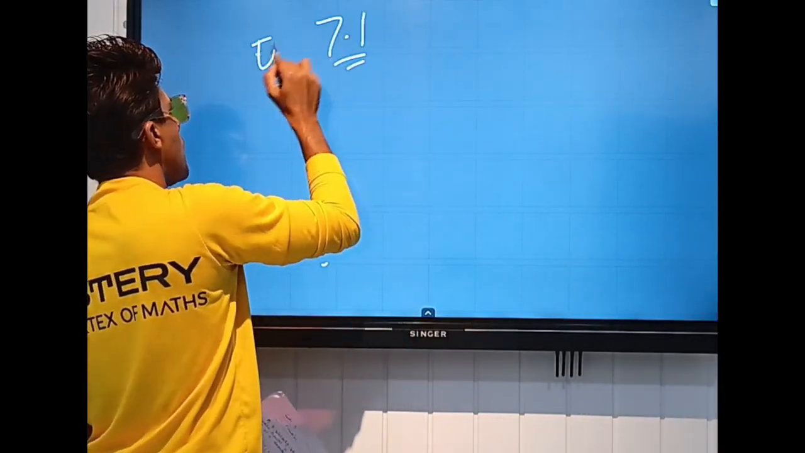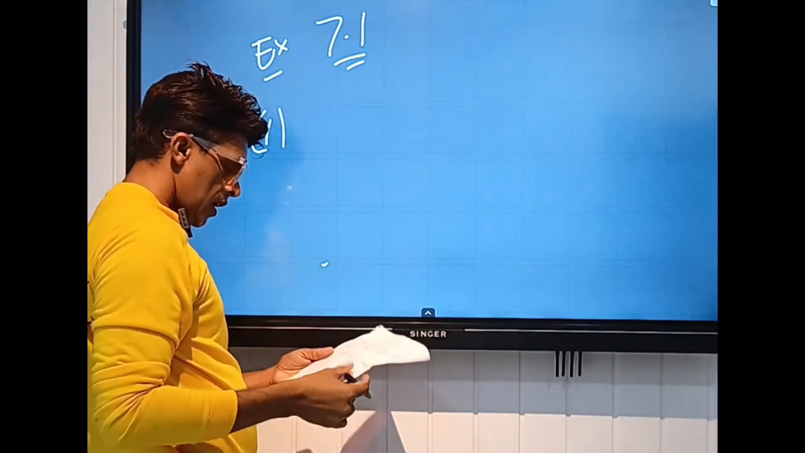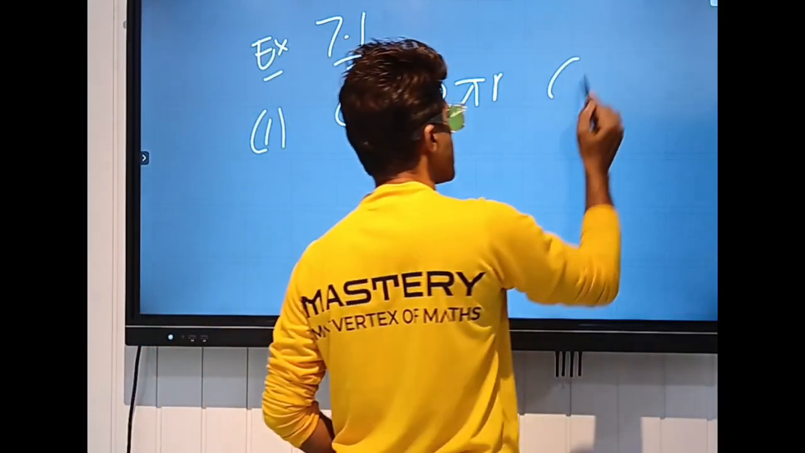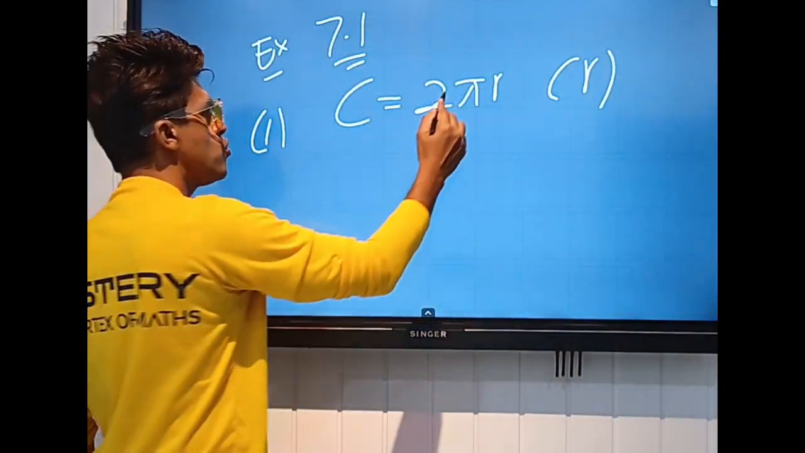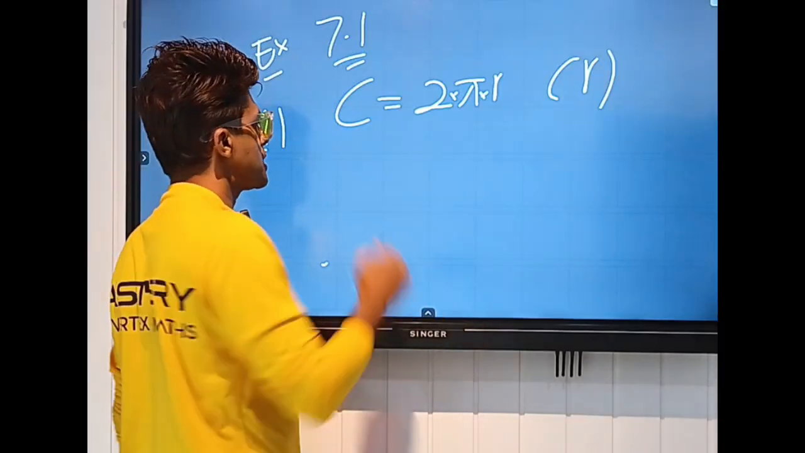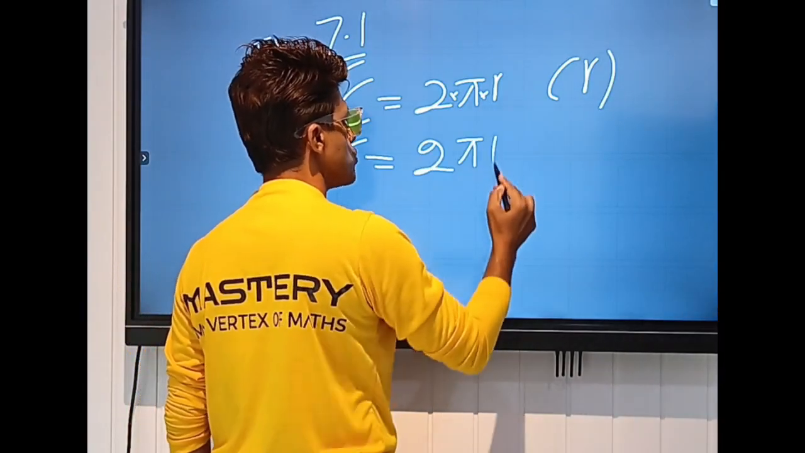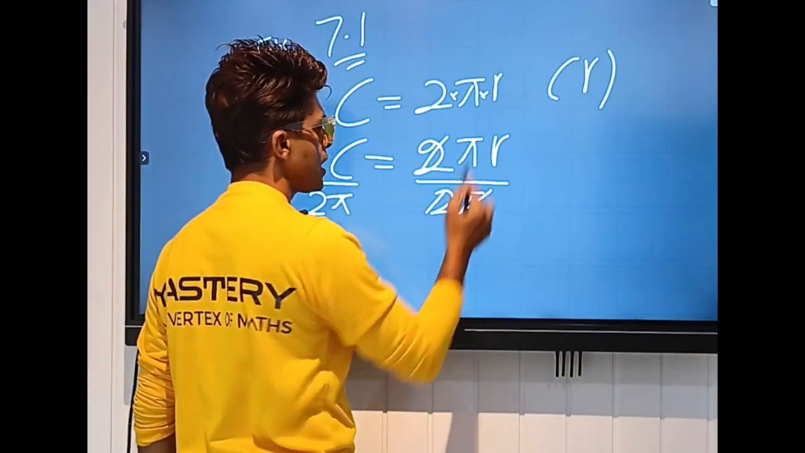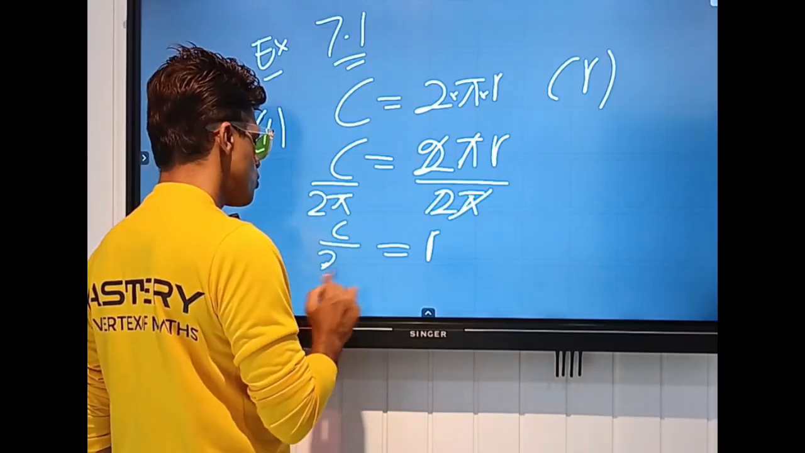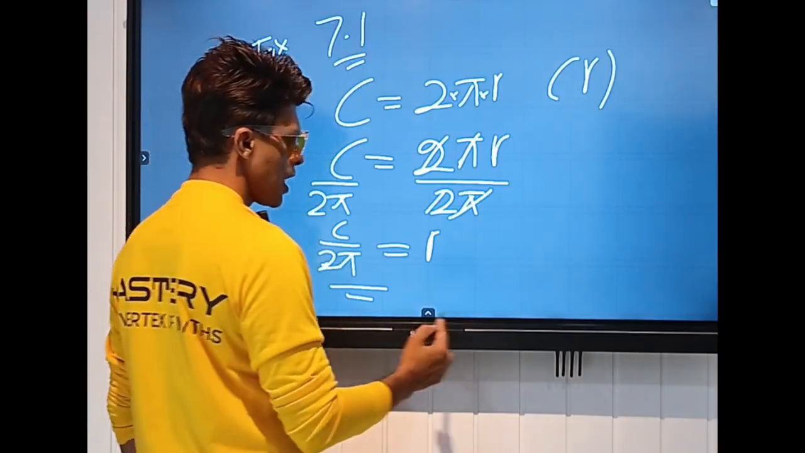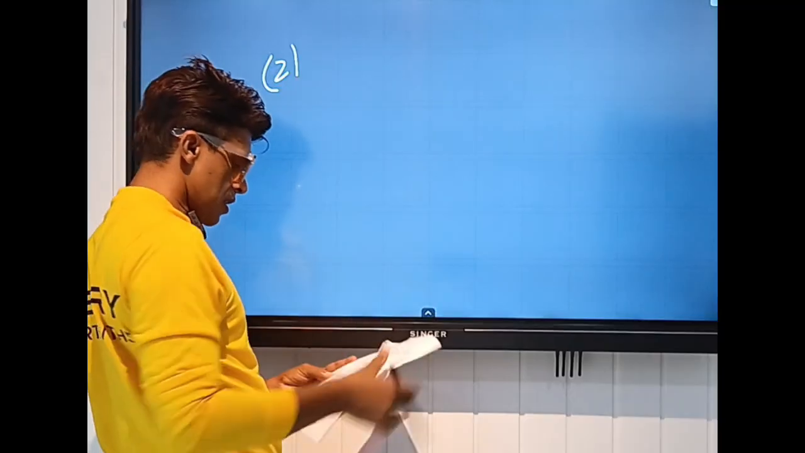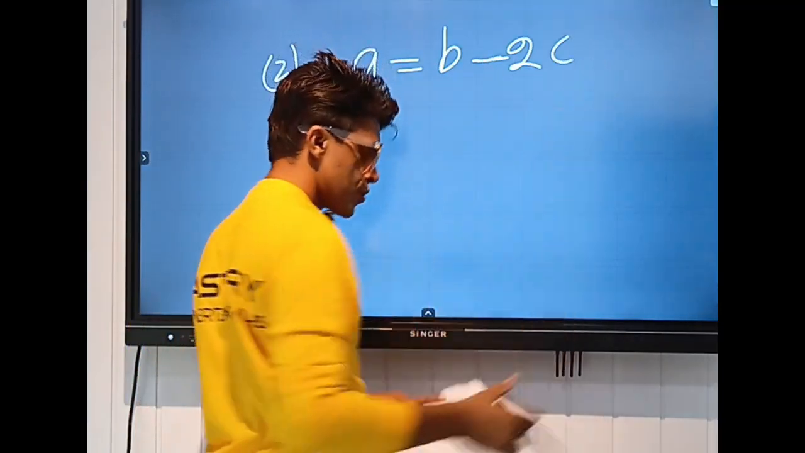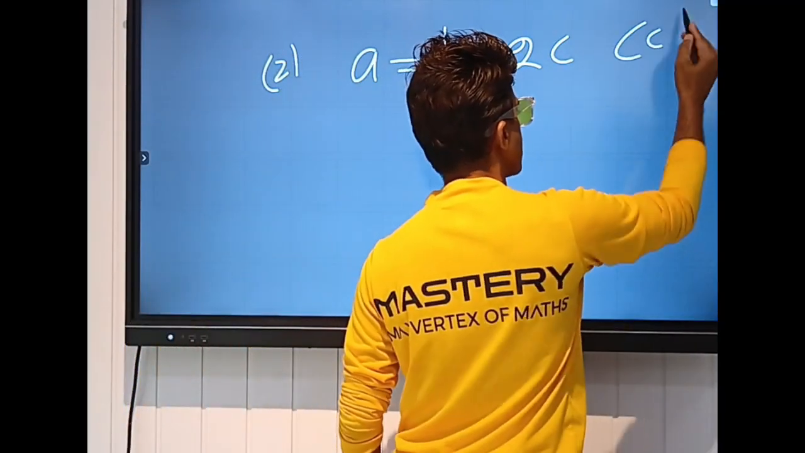Exercise 7.1, the first question: C equals 2πR. You need to make the term R the subject of this formula. Here, between 2π and R there is multiplication. Therefore, as I taught you previously, both sides are divided by 2π. Now 2 and 2 can be cancelled out, and π and π can be cancelled out. R equals C over 2π. The second question is a equals b minus 2c. Make c the subject of this formula.